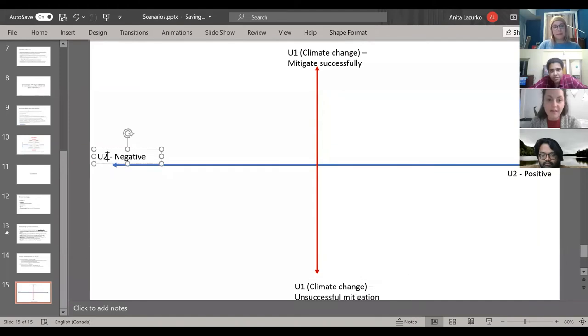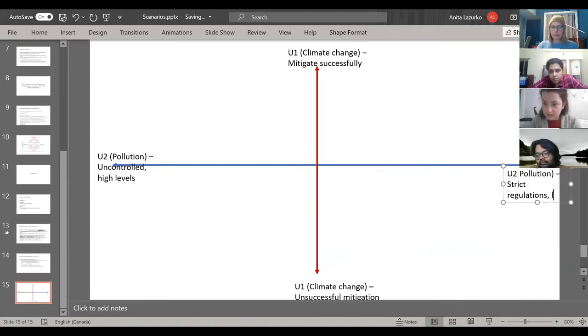Then we have pollution, uncontrolled, high levels. And we have pollution and then strict regulations, low levels. So here now what we have is 2 axes, each with a critical uncertainty, each with mutually exclusive end states for each uncertainty.